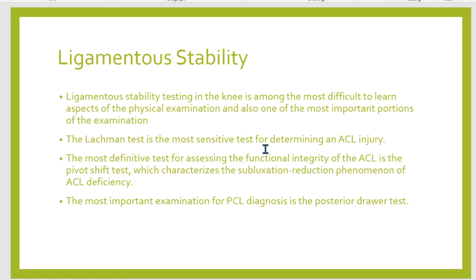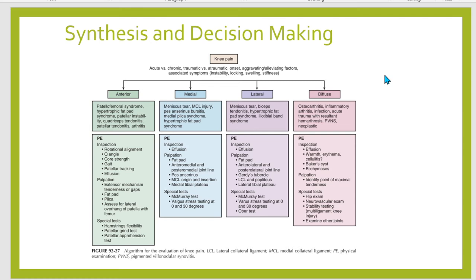Ligamental stability testing in the knee is among the most difficult aspects of physical examination to learn, and also one of the most important portions of the examination. First, for the ACL, the most sensitive test is your Lachman or anterior drawer test. And for the PCL, you have your posterior drawer. So here now is the synthesis in making decisions for the knee.